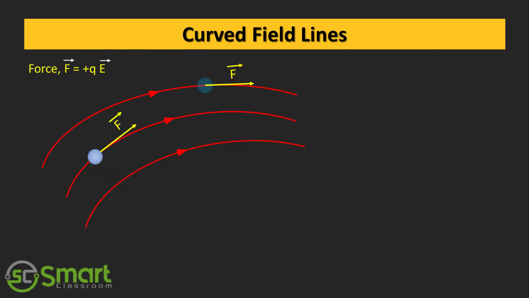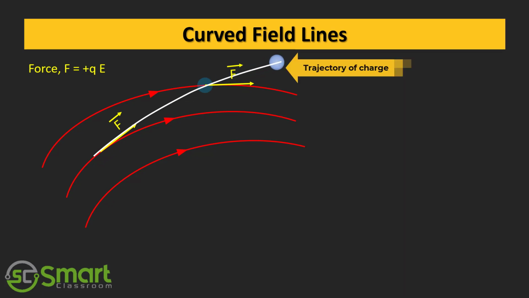Suppose the field line is curved. Then if we release a charge at this point, it experiences a force. At P1, the force is along the field. At every point on the field line the charge experiences a force. The force at P1 is in this direction. When it reaches P2, the force will be in this direction. The motion of the charge in this field is very complicated. Now you see the trajectory of the charge in this field. The white colored line represents the trajectory of this charge.